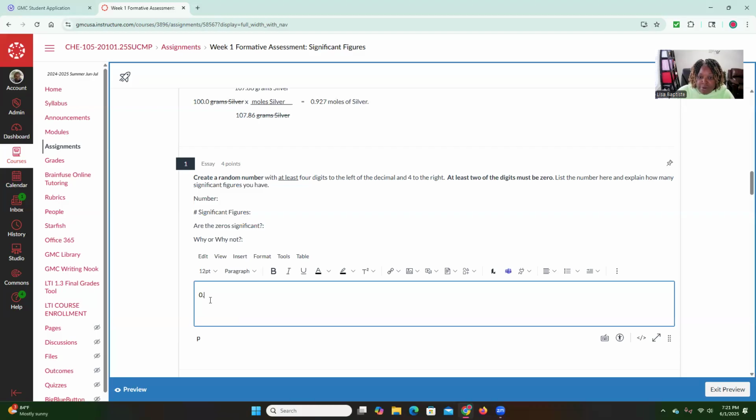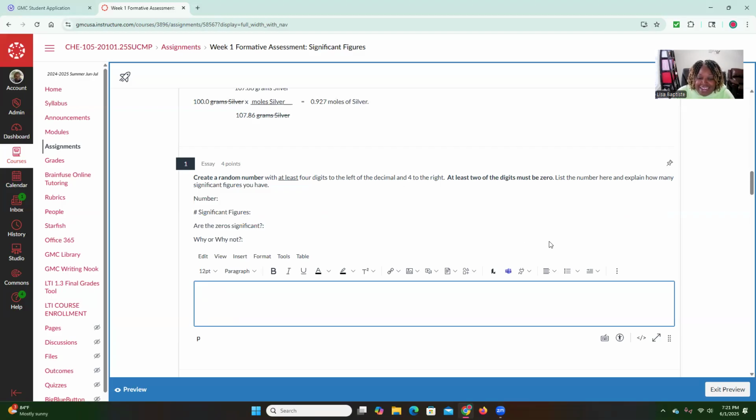So 0.927. If we simply add a 0 at the end, then that makes that 4 significant figures. So say your calculator only gives you 3, but you need 4, then you can always add a 0 at the end. As long as there's a visible decimal in that number, then that 0 is significant, okay? So that will help you out with that.